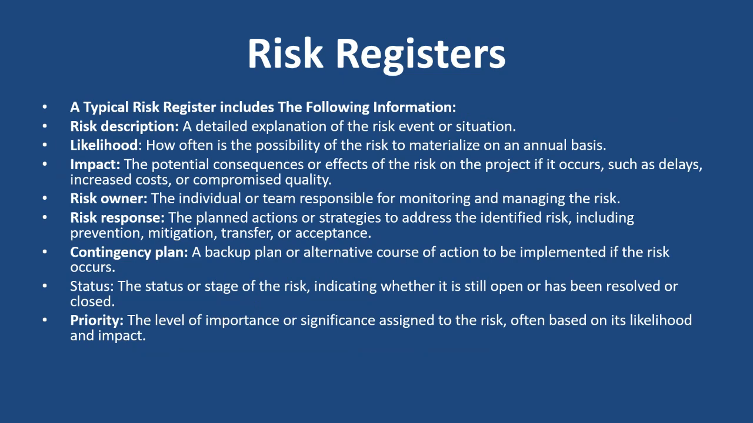A typical risk register will include the following information: description of risk; likelihood, which is how often there is a possibility of the risk materializing on an annual basis; the impact, what would be the impact if the risk materializes; risk owner, who is the individual or team responsible for monitoring and managing the risk; response, what are the planned actions and strategies to mitigate the risk; contingency plan, which is the backup plan or alternative course of action if the risk occurs; and the status and priority.